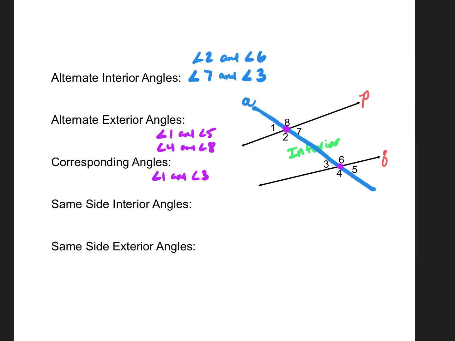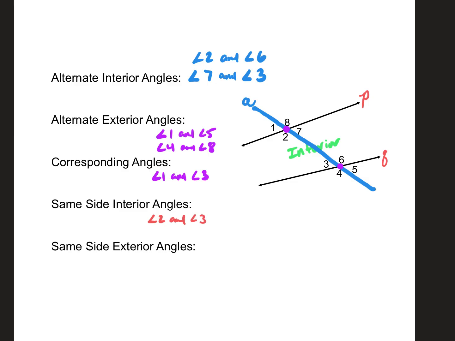And then the last two here are kind of similar in the same sense as the first two, but now we're talking about not alternating, but we're talking about same side interior angles. So before we said alternate interior angles would have been things like 2 and 6 because they were on the interior and alternating sides of the transversal. Same side interior angles are going to be interior angles again, but now they're on the same side of the transversal. So this would be relationships for angles like 2 and 3.